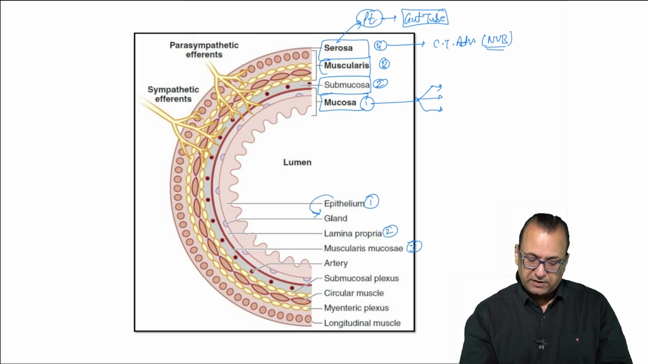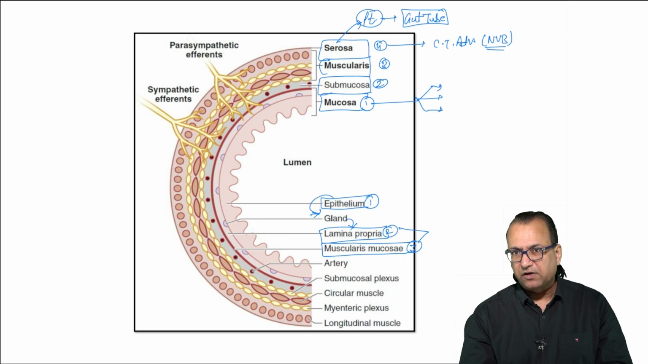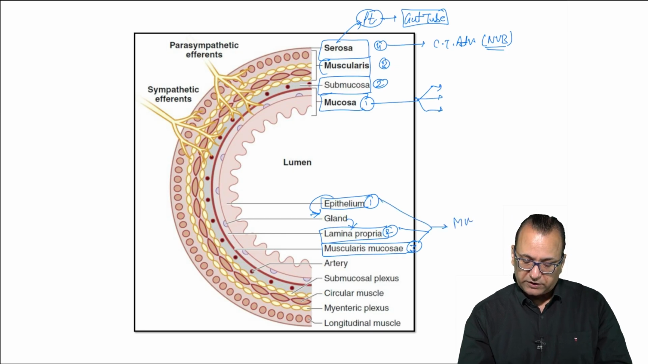It is epithelium which gives the glands, and glands will be found in the lamina propria. So number 1 epithelium, number 2 lamina propria, number 3 muscularis mucosa, a thin smooth muscle in the mucosa region. So this is the mucosa divided into 3 parts. We'll draw our diagram, discuss more about that.